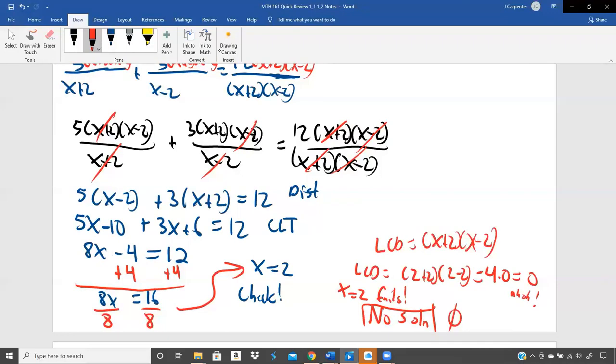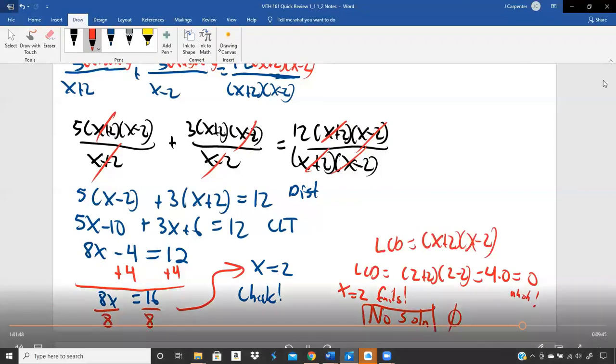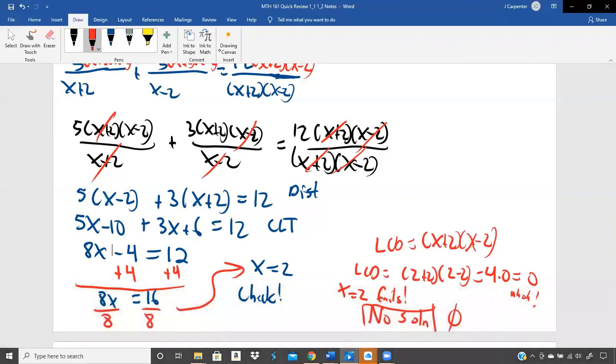Now, what if in the solution process you found 2 solutions? What if one of them works but not the other? Do you say no solution? Well, no. If you have 2 potential solutions and one works, that's not no solution. That means there's a solution. So be careful with that.